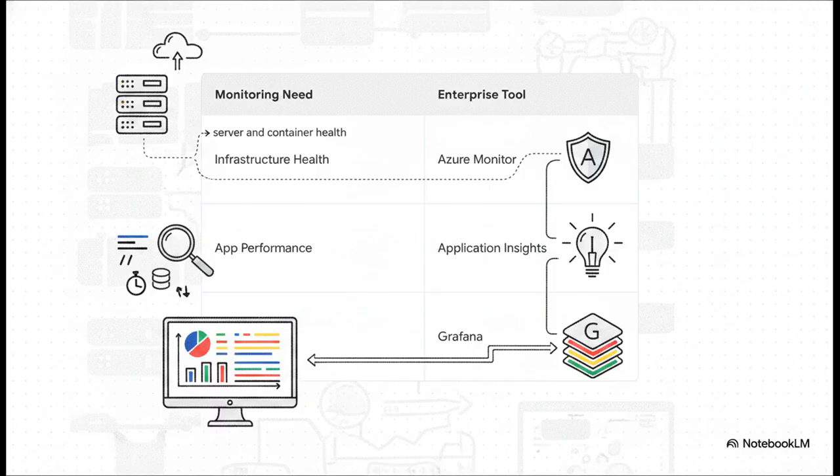For checking your underlying server and container health, you're going to rely on Azure Monitor. To see deep down into your actual code, like I'm talking catching slow SQL queries or pinpointing failed API calls, you use Application Insights. And to visualize all of this beautifully, maybe on a massive screen in your office, you pull all that data straight into Grafana. You aren't just guessing if the deployment was successful anymore, you are actually verifying it in real time.